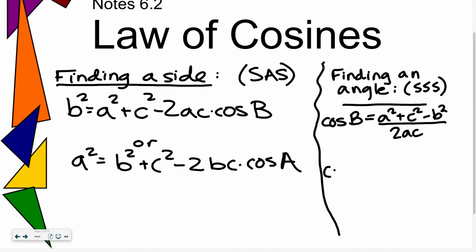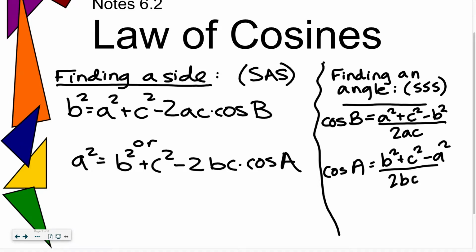So if I was doing cosine of A equals, I would know that up in my numerator, opposite of angle A is side A, so that's going to be the minus A squared. And then the other two will be B squared plus C squared, and you always divide by 2 times the first two that you use, the positives. And of course there's one for C as well, right?